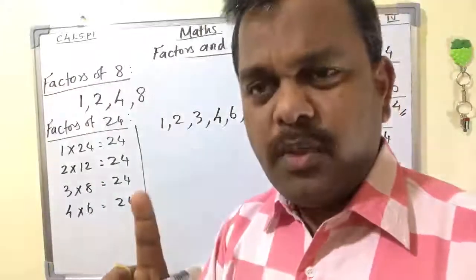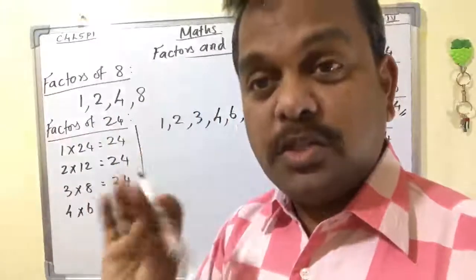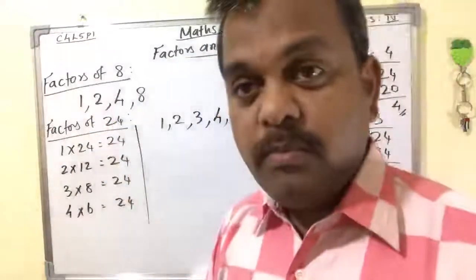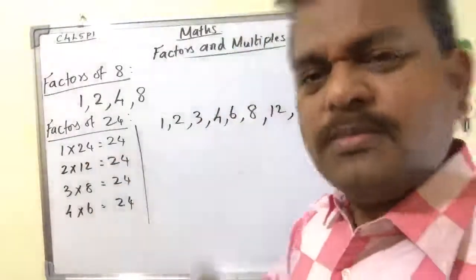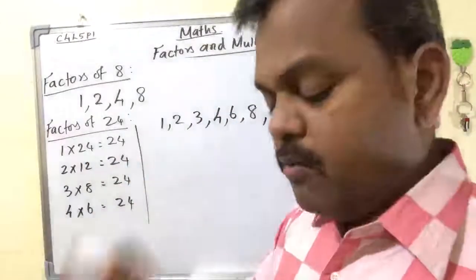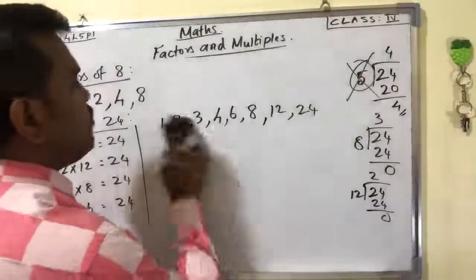Check with 1. 1 is a factor of all numbers, so no need to divide anything. Leave it. Check with 2. If it is an even number, 2 is a factor. Check with 3. Divide. For example, one more question. One more also I will give for your understanding.